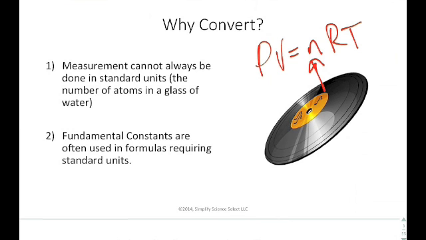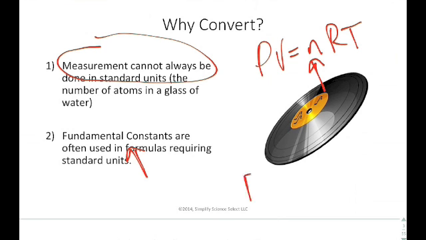Now, I can't count 1.5 moles, and I can't find 6.022 times 10 to the 23rd molecules of a substance. So instead, I need to be able to measure something else and convert to a known quantity. So sometimes it's impossible to make the measurements in what you need them to be in. Another reason is sometimes we're required to use fundamental constants whenever we're calculating something.